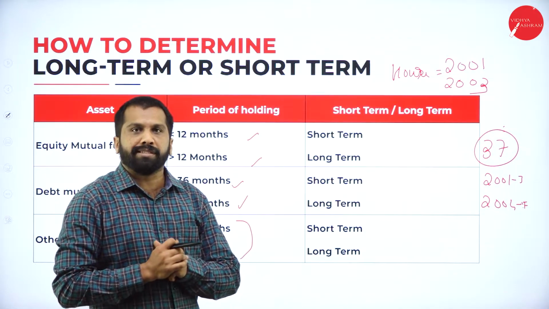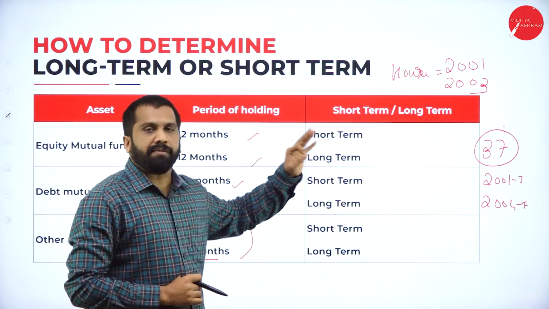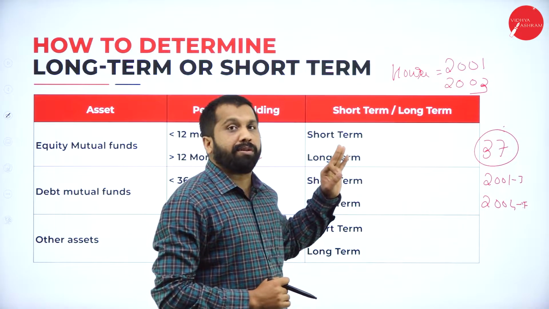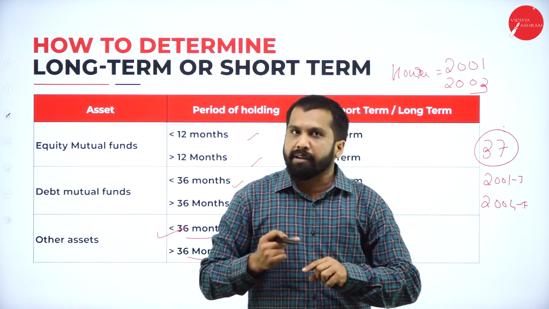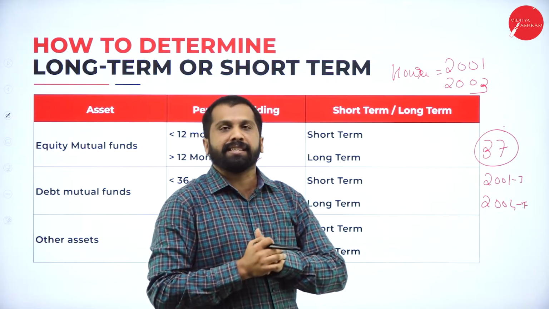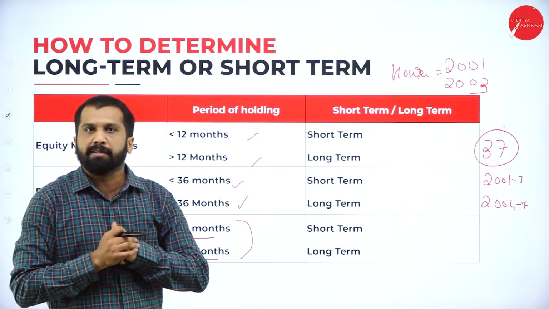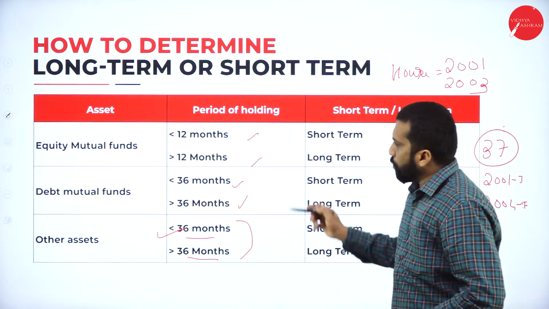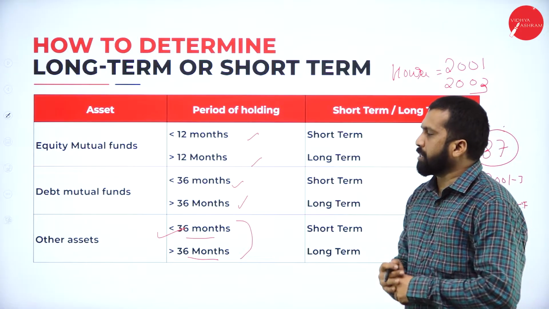You may have questions, sir, if it is exactly 24 months, what will it be? Exactly 24 months will be called short term. After 24 months, if even 1 day extra, we consider it as long term. Hope you are clear. Good. Now, hope you understood what is short term and what is long term.